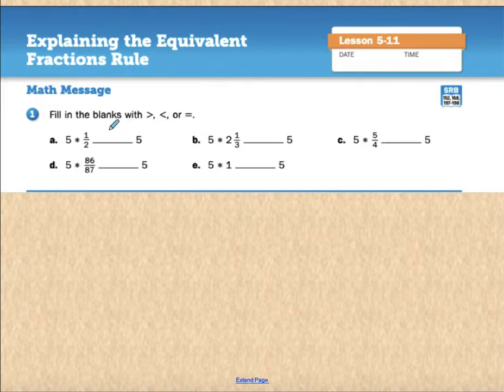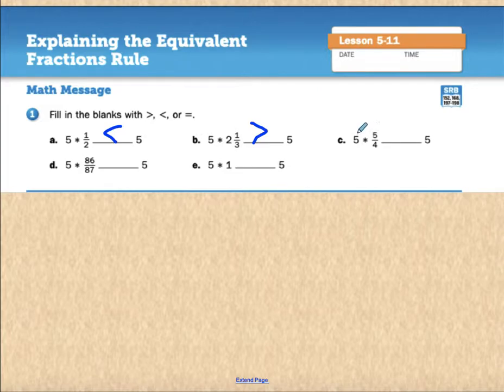If we take a look at this first one, 5 times 1/2, we're going to have to say that 5 is greater, because if we reverse this and think about what is 1/2 of 5, that's really 2 1/2, which is smaller than 5. If we go to the next one, it's a little bit different. 5 times 2 1/3 is going to be greater than 5 because 2 times 5 is already 10. So it's going to end up being greater than.